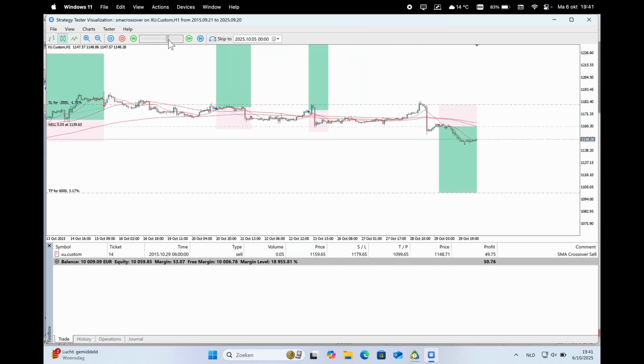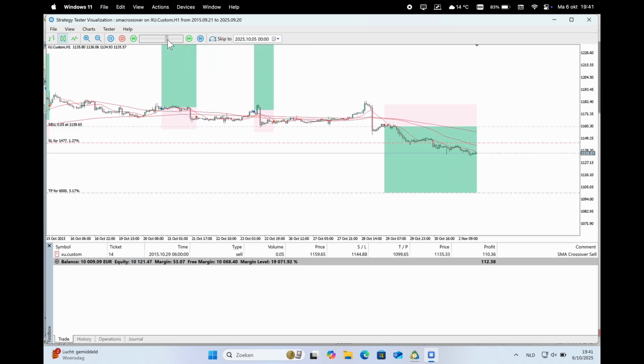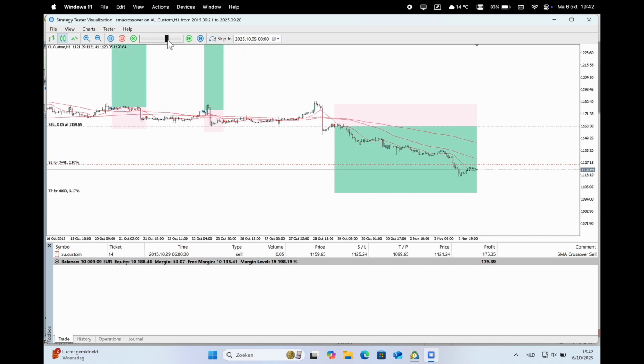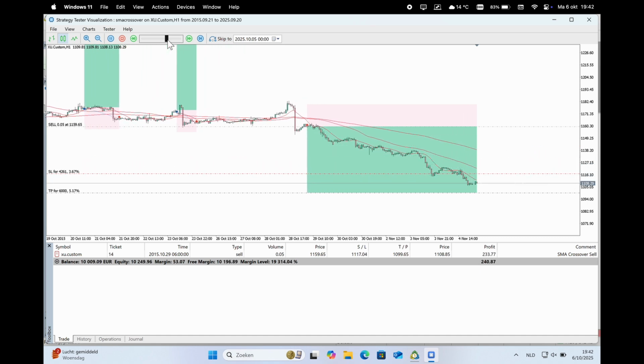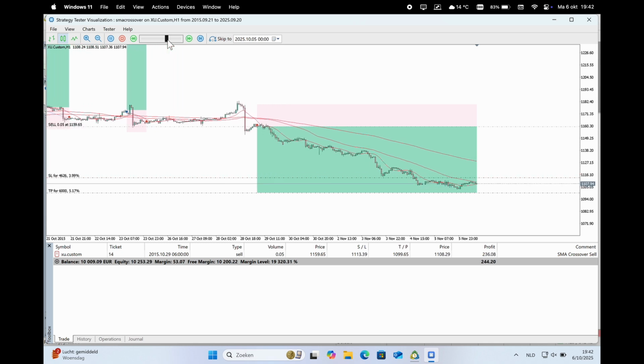Here's a bearish crossover. A short trade opens, and the trailing stop activates. As the price moves further down, the stop loss trails lower, locking in profits. This trade plays out perfectly, hitting the full 3R take profit and closing with a 3% gain.